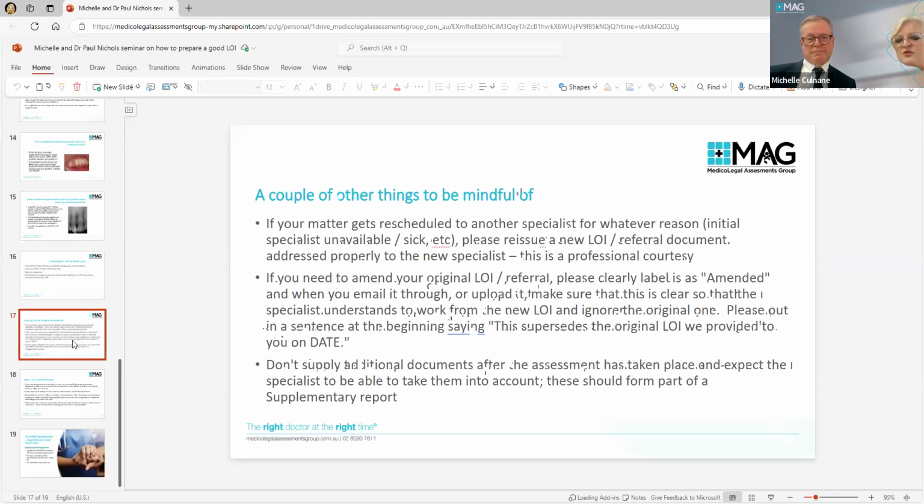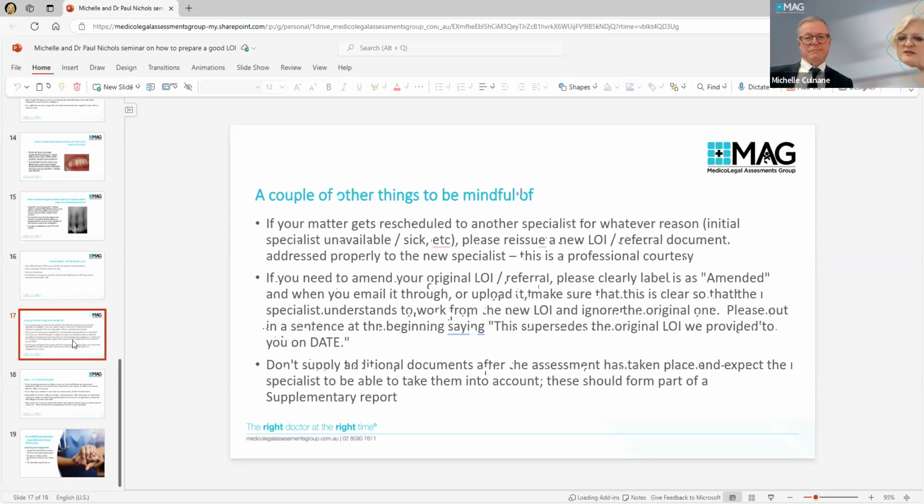If you need to amend your original letter of instruction or referral, when you send the new one to the provider or to the specialist, please clearly mark it as an amended LOI. There's 2 reasons for this. The first is so that if it's a provider like us, like MAG, we know to remove the original LOI and place it in a different part of the record that the specialist will see. We also need to know so that we can make it clear to the specialist, stop referring to the original document we gave you, there is now a new one.